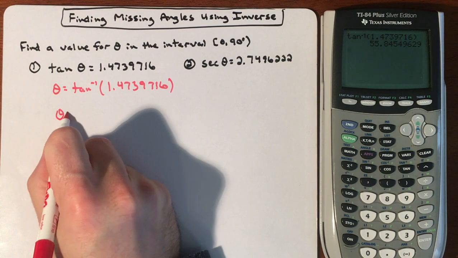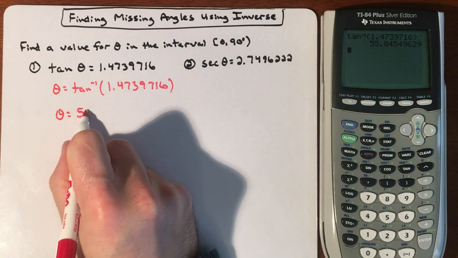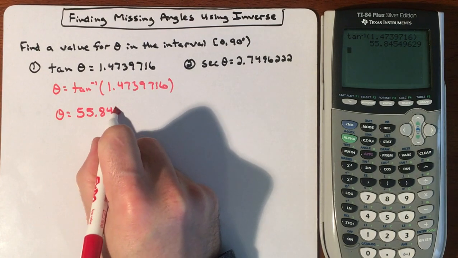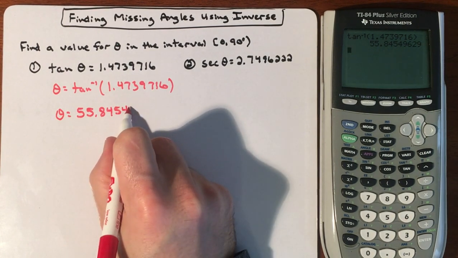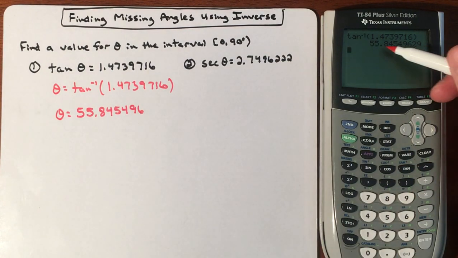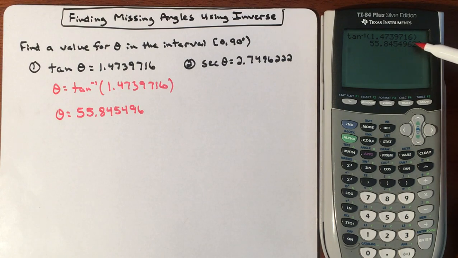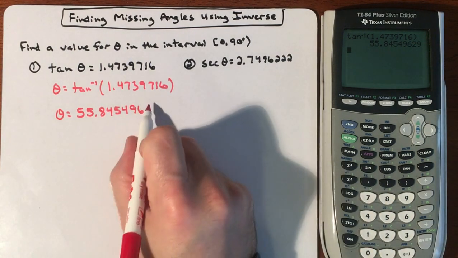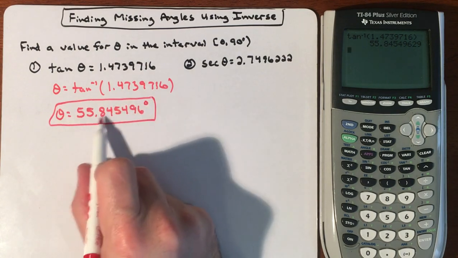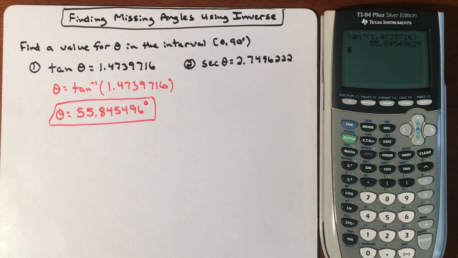So theta equals 55.84549, and then 6, because we want 6 decimal places. It's just what the program is asking us for. So 1, 2, 3, 4, 5, 6, so the 2 doesn't do anything to that. So it is an angle measurement, so we'll finish it off with a higher end of 55 degrees.